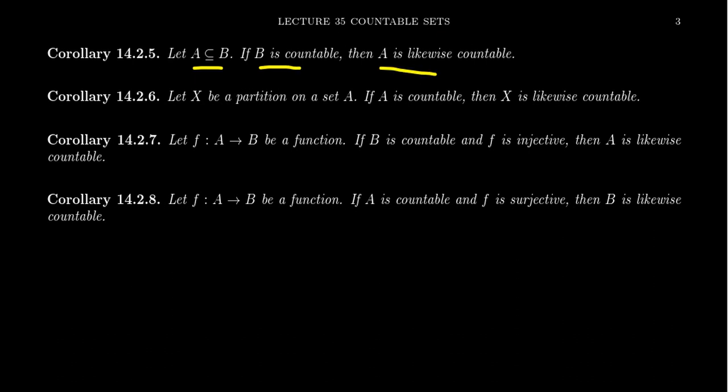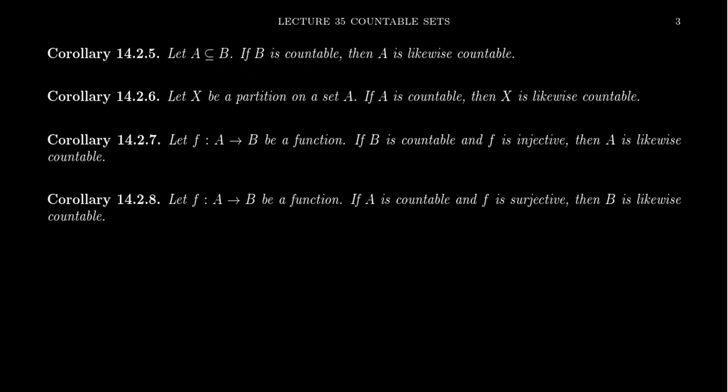And how could you argue this? Well, since B is countable, you can list each element here. Since A is a subset of B, and you can list every element of B inside of a sequence, you can then think of A as a subsequence of that sequence. So you just remove all the elements that are in B that are not in A. That'll give you a subsequence. And now since you can list every element in A, that shows it's countable by the previous theorem. So I kind of talked about the proof. I'll leave it up to you to write the specific details of that.